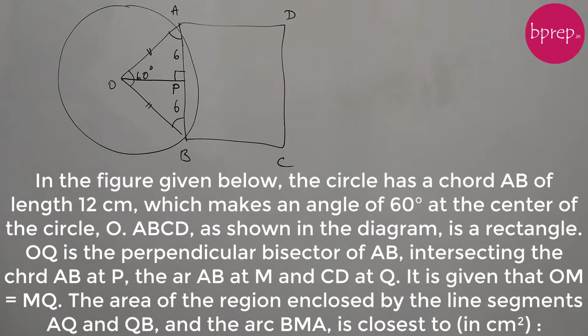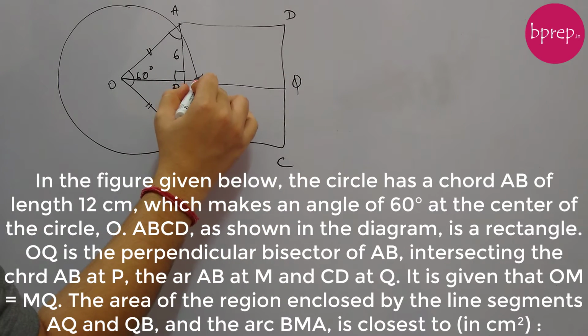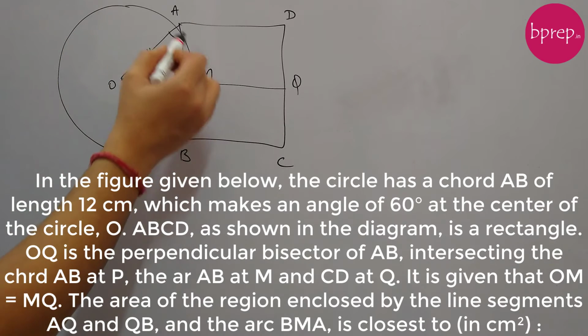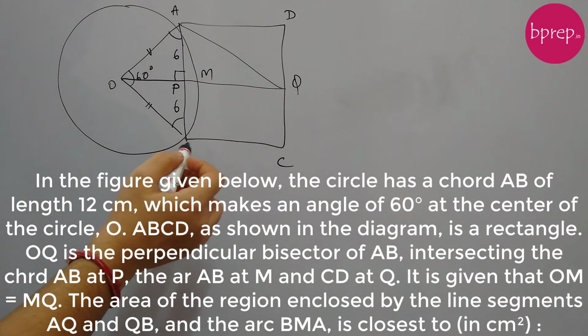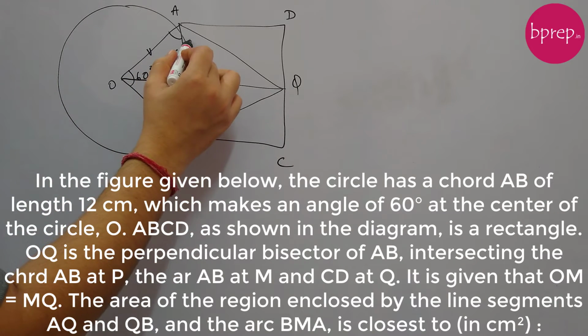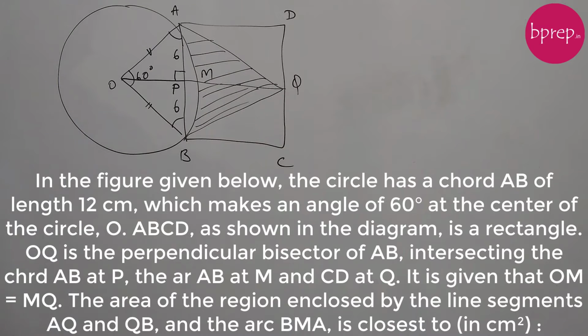And further, this OQ is also meeting the arc AB at M and CD at Q. So this OQ is like this. This is M. The area of the region enclosed by the line segments AQ, then QB, and arc BMA. So we need to find out area of this shaded region.